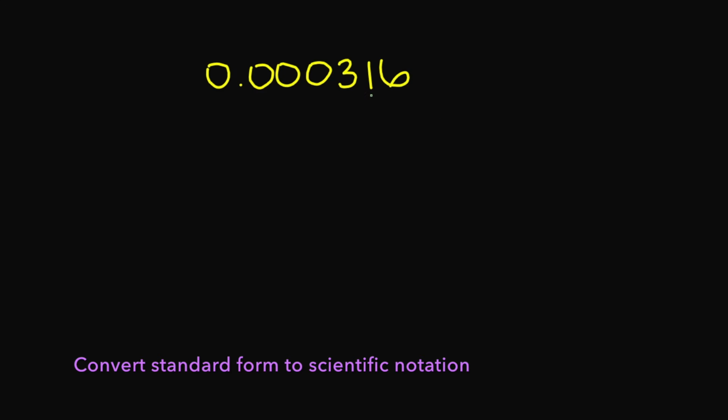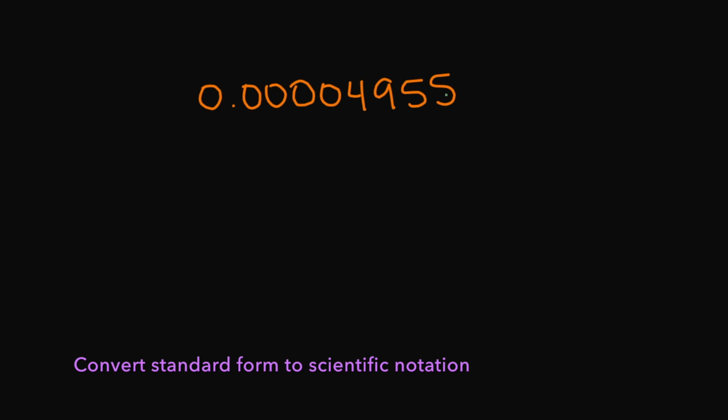So let's look at this number here. How do I convert this into scientific notation? Well, I'm going to start up here, and we're going to move over to the right this time. So 1, 2, 3, 4. I'm going to stop here between my 3 and the 1. 3.16 times 10 to the negative 4 this time.